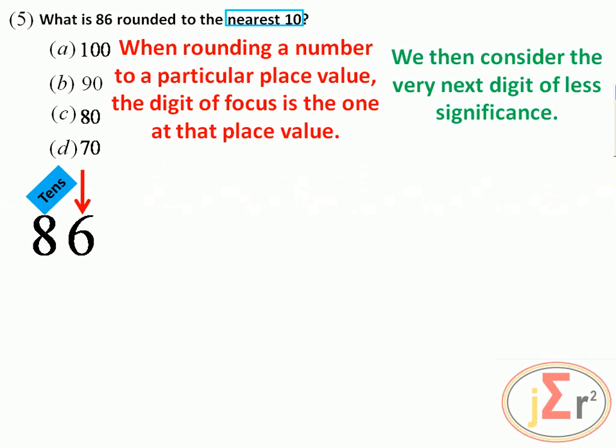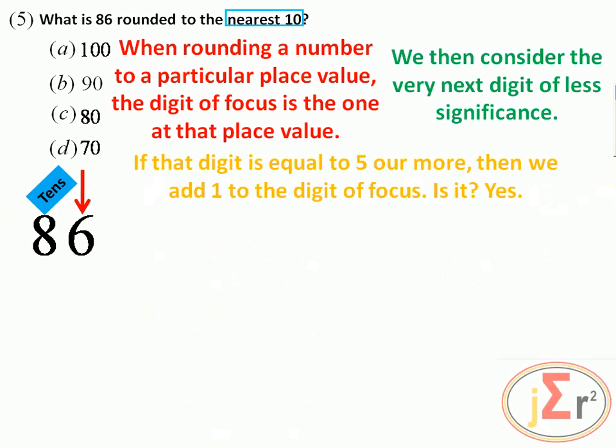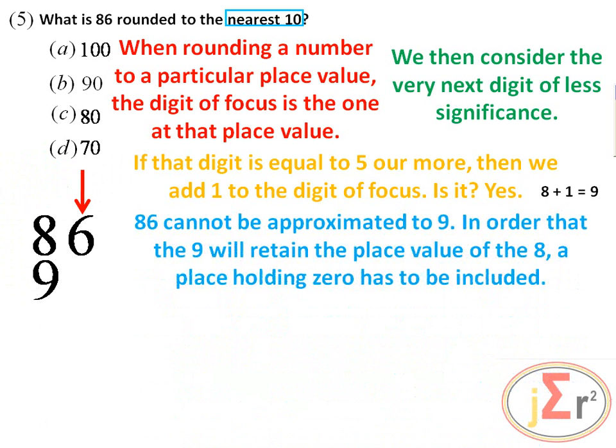If that digit is equal to 5 or more, then we add 1 to the digit of focus. Is it greater than or equal to 5? Yes, it is. Therefore, we will add 1 to the 8, and the result will be 9. Right. So 8 plus 1 is equal to 9. 86 cannot be approximated to 9.